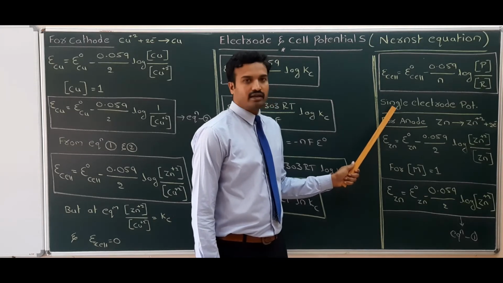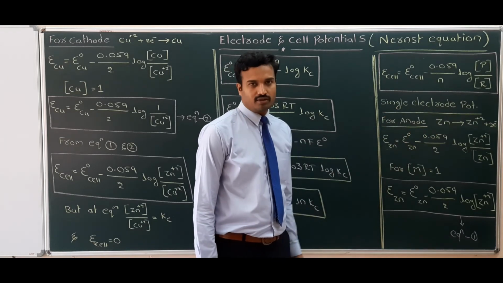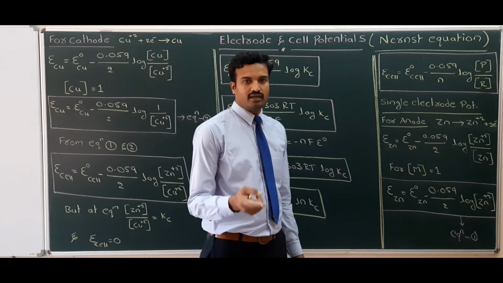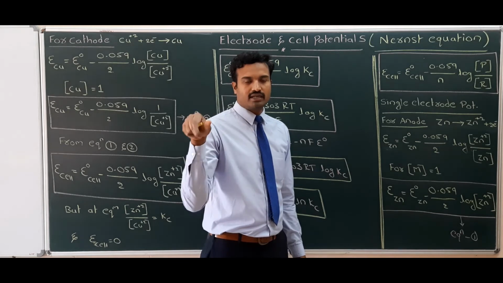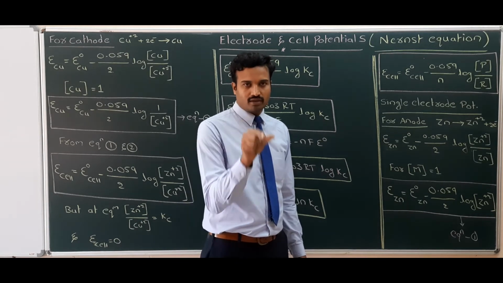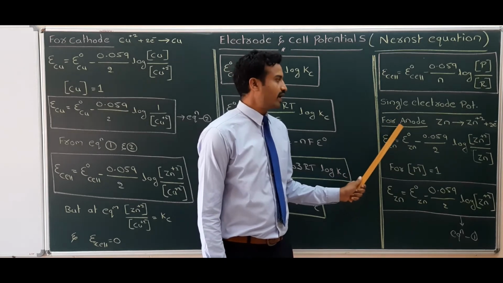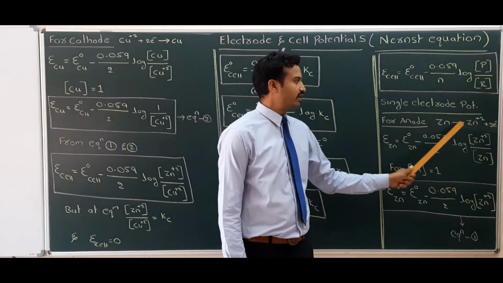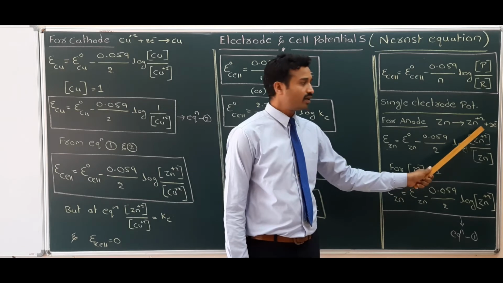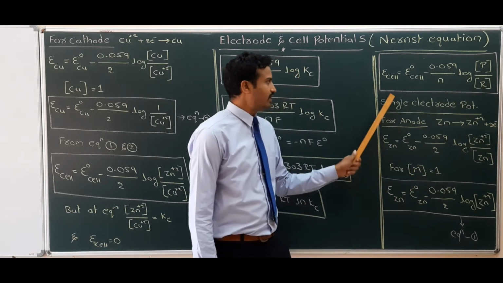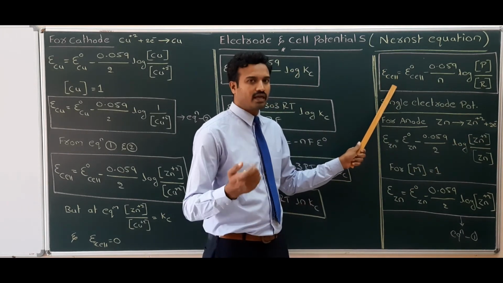Now, we need to calculate the single electrode potential. In a Daniell cell, the anode is there, the cathode is there. For the anode, Zn is converted into Zn plus 2, releasing 2 electrons. For single electrode potential, in a cell the anode and cathode will be there.